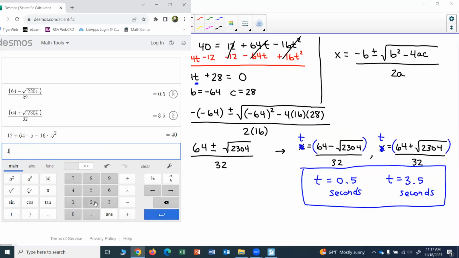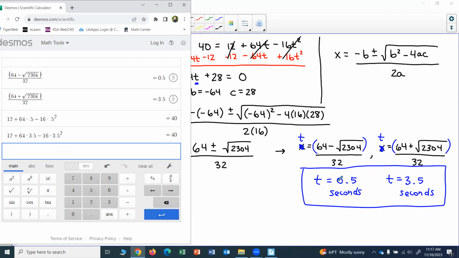I'll do the same thing for the 3.5. 12 plus 64 times 3.5 minus 16 times 3.5 quantity squared. And I've got 40 again. So both of those t values make my original equation true, and that's how I check my answer.